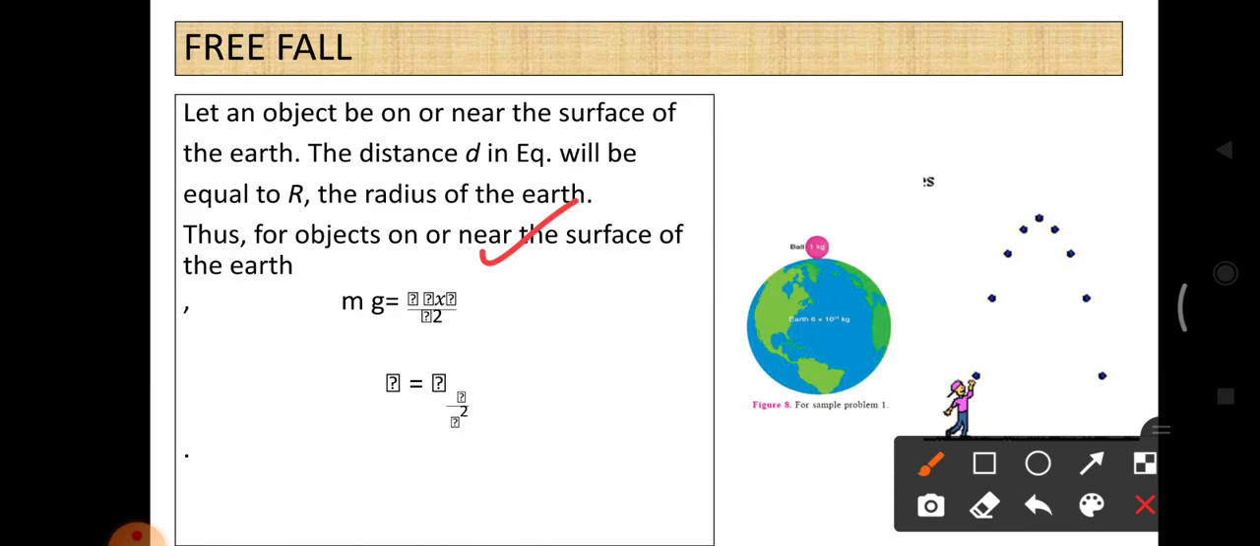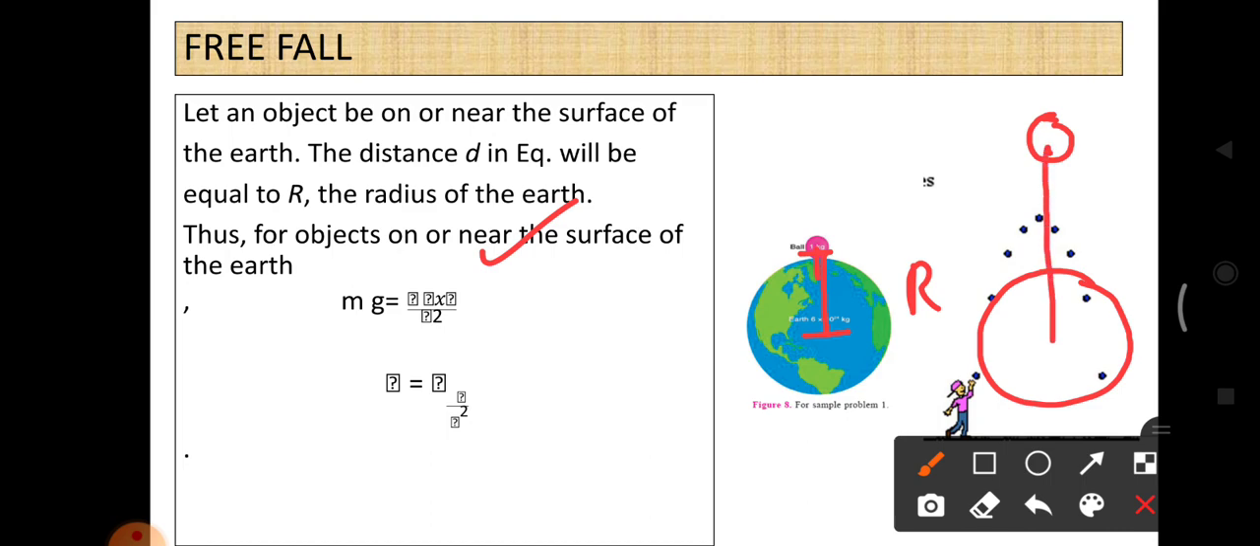This is the earth. The object is placed on the surface of the earth. So the distance between the object and the earth is equal to r. See the difference between these two. When the object is placed here, the distance between the object and the earth we can take as d.